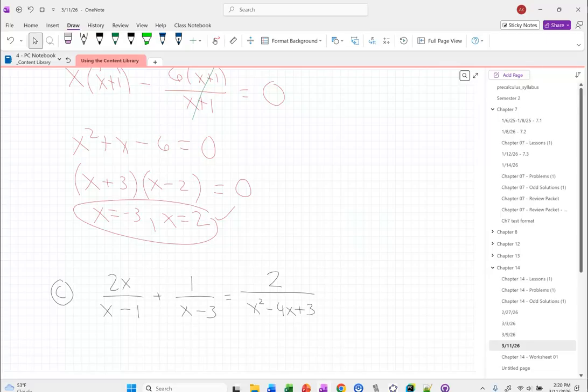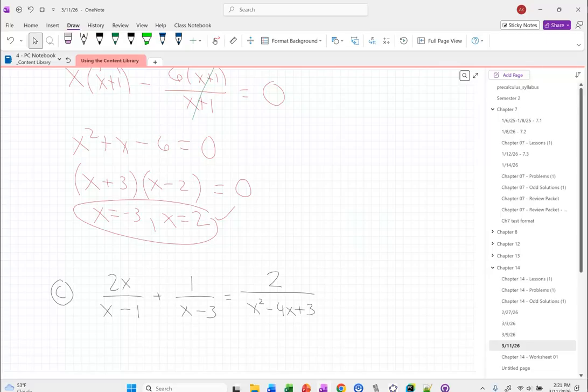Okay. What type of an equation is this? Rational. How do I know? Because X is in the denominator. How do I solve a rational equation? You have to find the LCM. I multiply both sides of the equation by the least common multiple of the denominators.